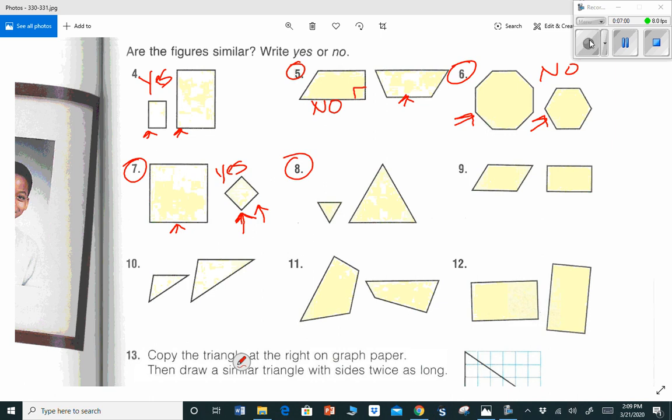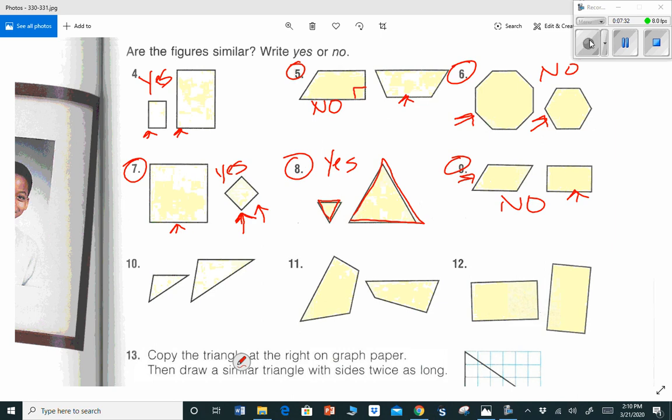Number 8. I believe what we've got there is 2 equilateral triangles. So all the sides would be the same length on both of them. That would be a yes. I hope when you look at number 9, you see a parallelogram here and a rectangle here. Those are not the same shape, so that is a no.